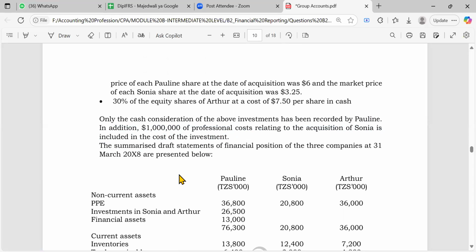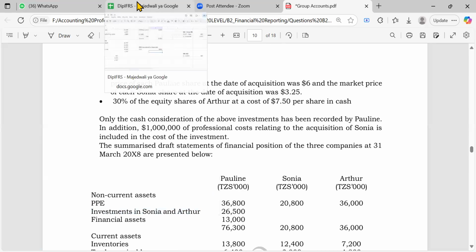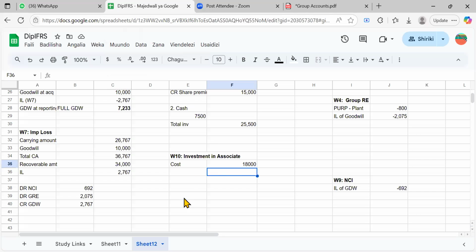Professional cost should be expensed, but they put it under non-current assets. This is the correction of errors. Something which is not an asset has been capitalized, and then it is treated like an asset. So it's simple. You have to pass the double entry to correct the entry. So let's go and say working 11.